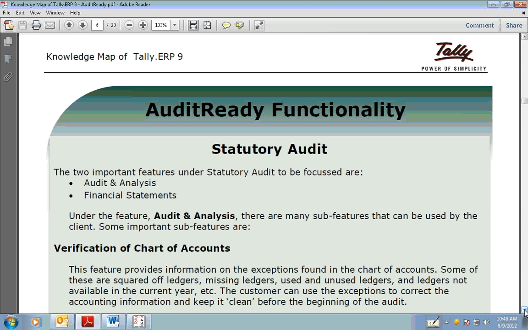Then there are used and unused ledgers, and ledgers not available in the current year. These are the areas where you, the business owner, can focus. Why are they not used? Are they not required? Are they not interacting with them, or not running business with them? If they have been cleared off, why should those ledgers be kept here? It creates unnecessary chaos.